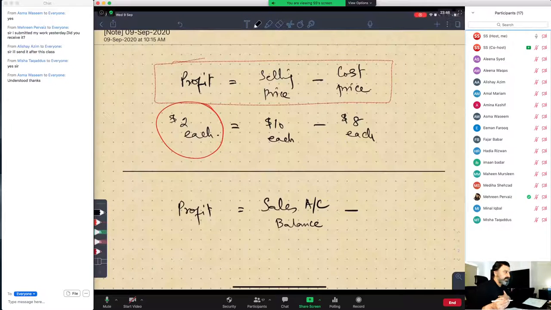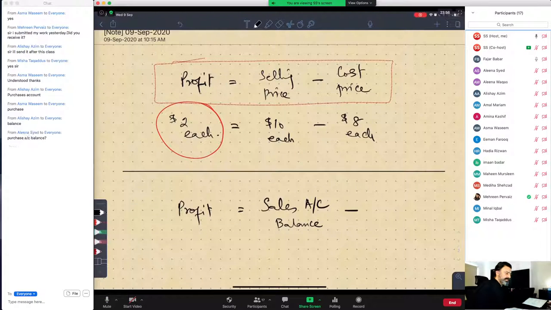What is the representation of cost price in our ledger? Which account represents the cost of the goods that you are buying? The purchases account. Inventory? Inventory does not exist as an account. We make four representative accounts of inventory in our ledger. One is the sales account, the other one is the purchases account. These are the two main ones, and then there are two subsidiary accounts, sales returns and purchases returns.